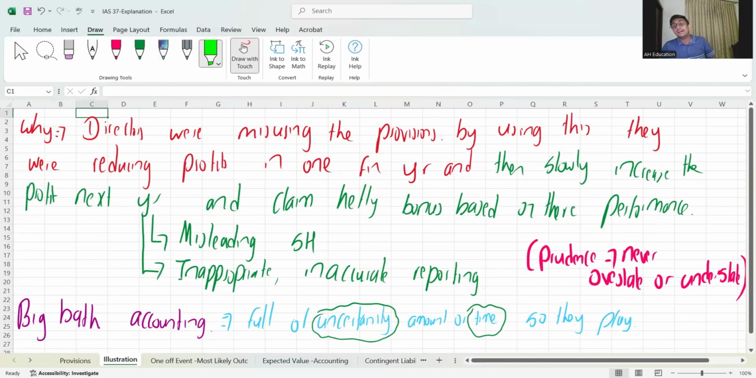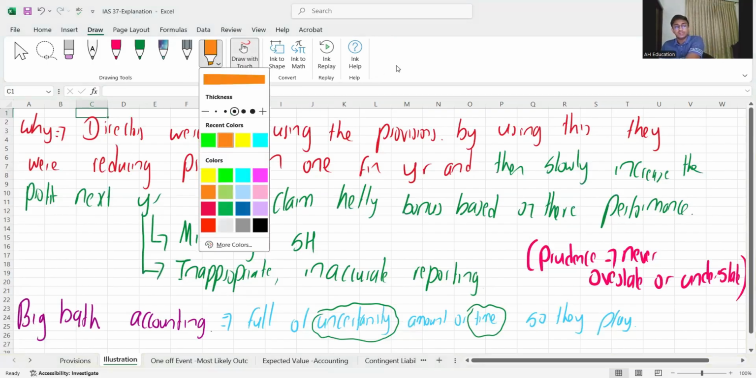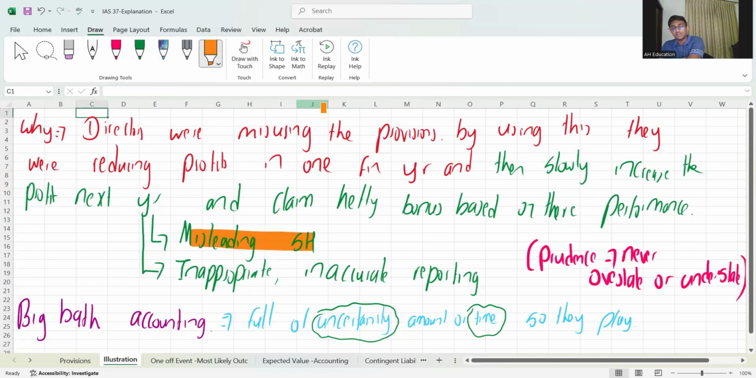But in real life, the IASB found out that it was not real profits, it was artificial profits. Why? Because the directors were purposely, intentionally playing with your provisions. They purposely increased it during the first 6 months, and later on, during the last 3 months of your financial year, they reduced it. So that is why the IASB brought up this particular standard. It was misleading the shareholders and it was inaccurate reporting.